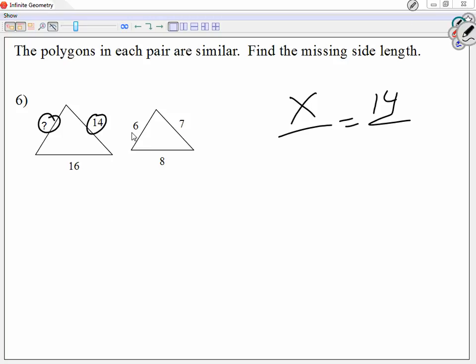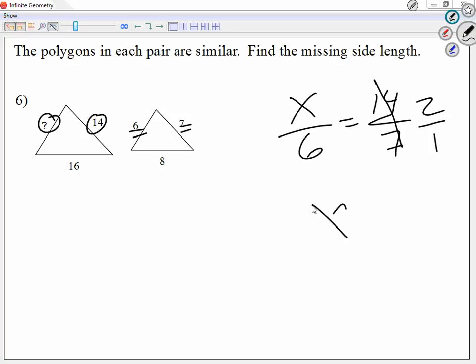Now on the other side, my numbers are 6 and 7. I think we can say that 6 is smaller than 7. We can agree on that. 14 over 7, let me simplify that as 2 over 1. I know 2 and 6 can be divided each by 2, but I cannot simplify diagonally, so I'm not going to simplify it. x equals what? 12. x equals 12.